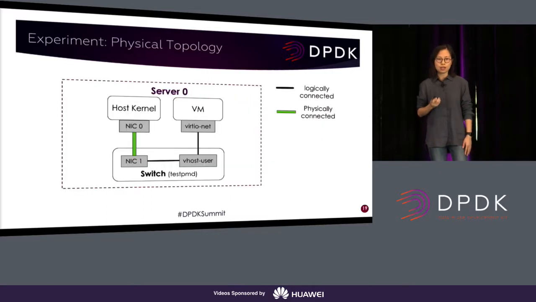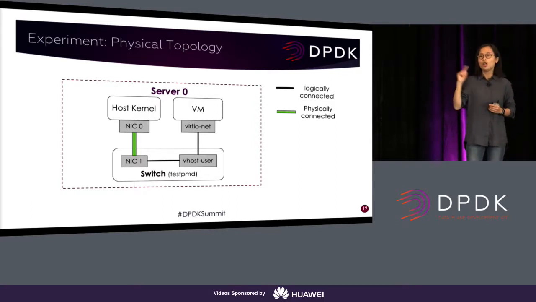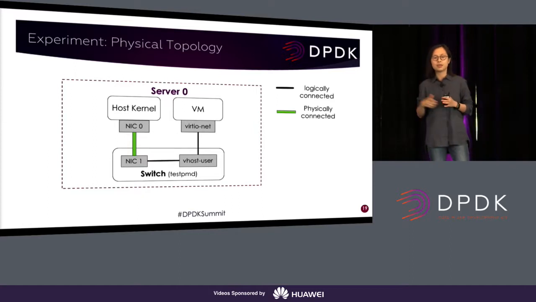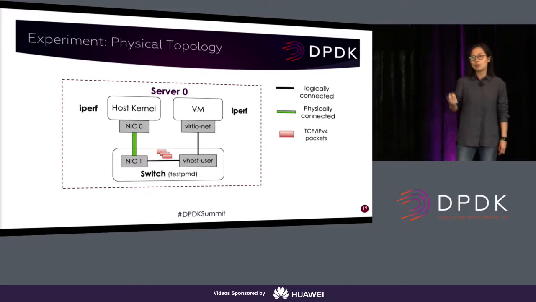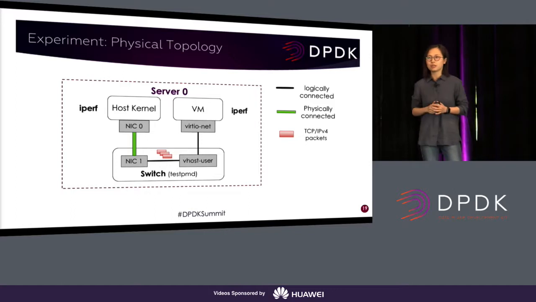To measure the GRO and GSO performance, we also have done some simple experiments. In our tests, we use this physical topology for the GRO and GSO experiments. As you can see, this is in one server. And we have two physical interface ports that are physically connected. And we use testpmd as a user space switch to forward packets between a physical interface and a vhost user port. And in our test, we use iPerf to generate TCP IPv4 workloads to test the GRO and GSO.